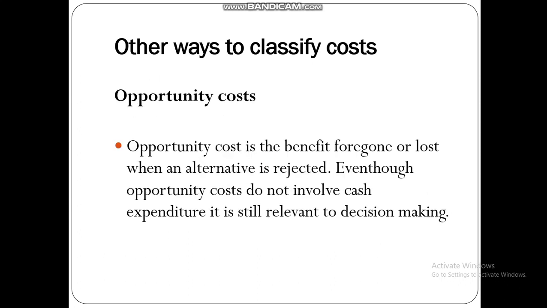The next one is opportunity cost. What is opportunity cost? This is the most important cost in decision making, because opportunity cost is the benefit that you have to forgo or lose when an alternative is rejected. If you have two decisions here, one decision will give a different benefit, which will change the decision. Even though opportunity cost does not involve cash expenditure, it is still relevant to the decision.